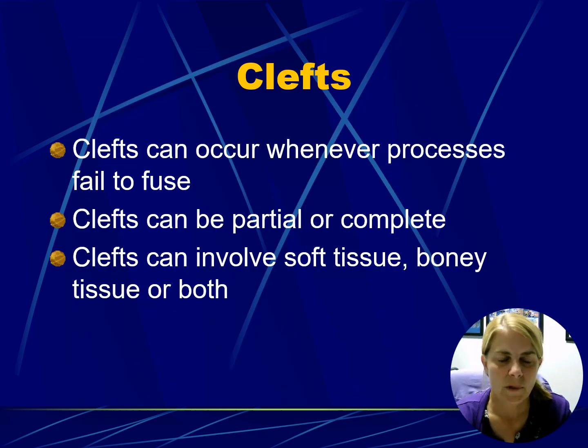Clefts can occur whenever processes fail to fuse. So clefts can be partial or complete. They can involve soft tissue, hard tissue, or both. There are clefts and furrows that are located between swellings as they go through proliferation, differentiation, and morphogenesis. They are usually eliminated as underlying mesenchyme fills the furrows.